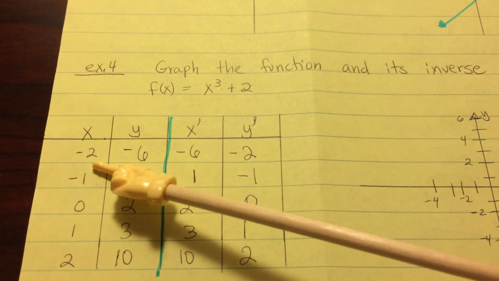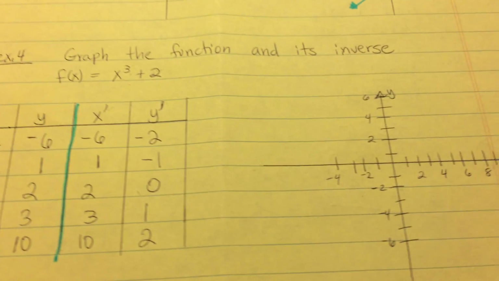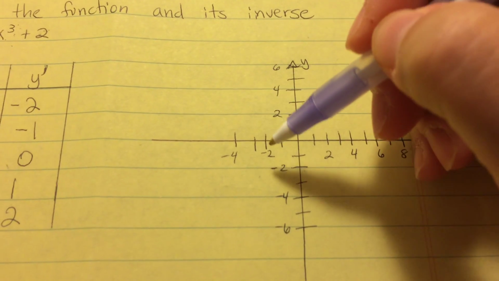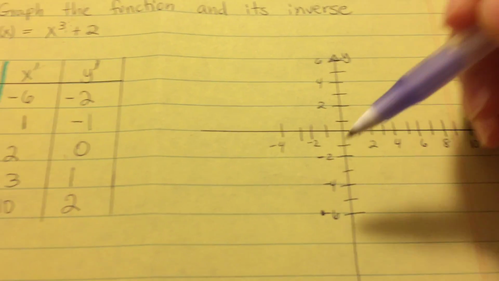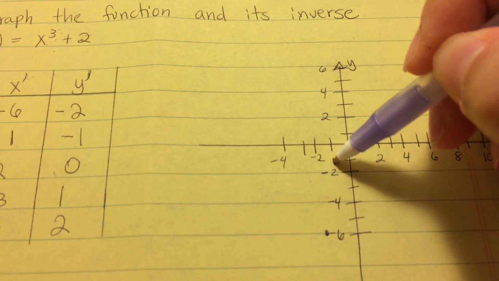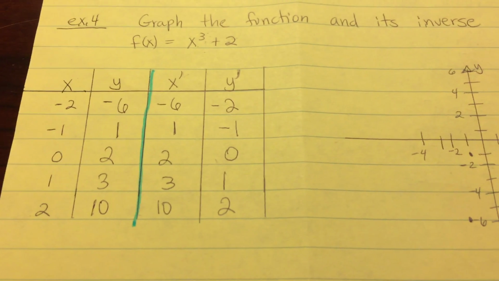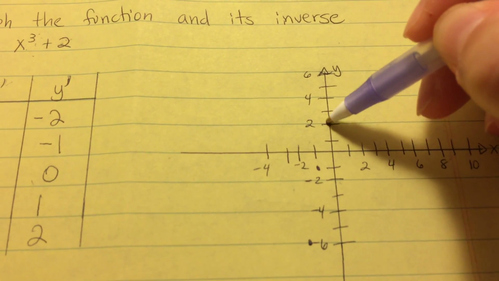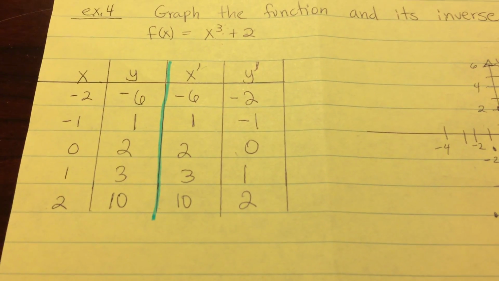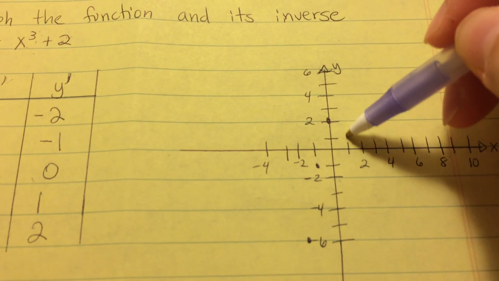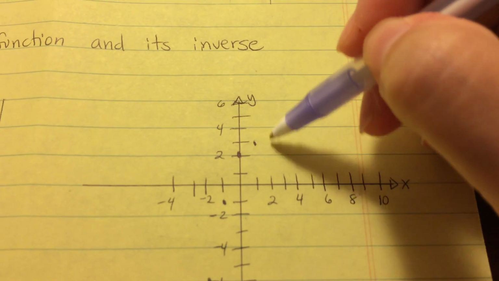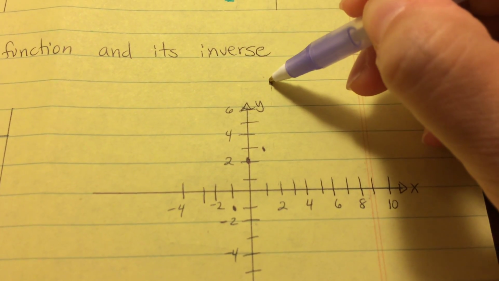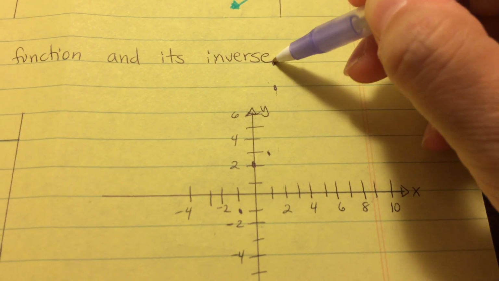So the original says at -2, -6, we have a dot. So same thing here, -2, -6, we have a dot right there. Then we have a dot at -1, 1, then a dot at 0, 2, then a dot at 1, 3, and then we have a dot at 2, 10. So 2, 10 is somewhere up here. Oh, wait, maybe even further up here. Let's go with this one.